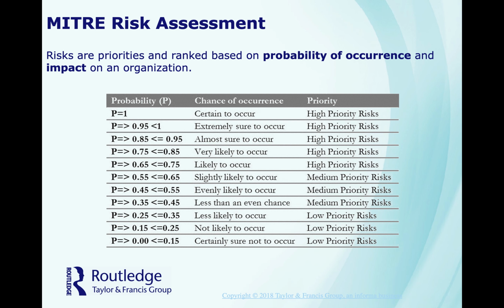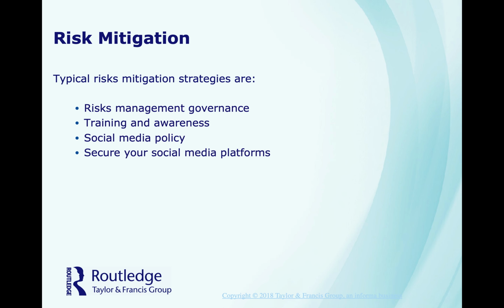The MITRE risk assessment, these are all the probability statistics that can occur. So the risk priorities and rank are based on the probability of occurrence and the impact on the organization. Know this chart, but you will not be tested on it. I'm not going to make you do any kind of math or anything.